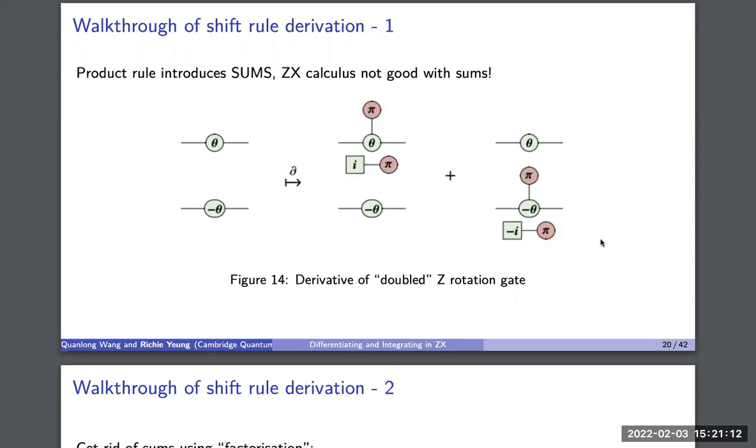Now we can express the derivative of this diagram on the left-hand side in terms of sums of diagrams. However, like I said, we can't do much with this because ZX calculus is not good with sums. So to make this better, we want to express the sums of diagrams in terms of a single diagram. Now, how do we do this?